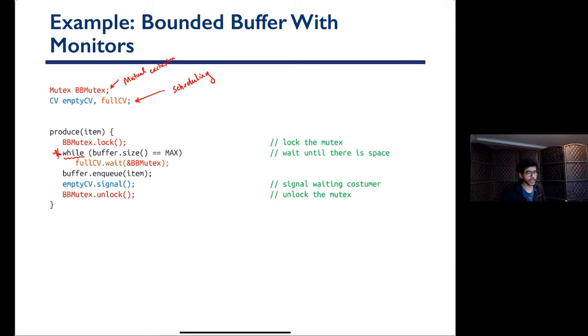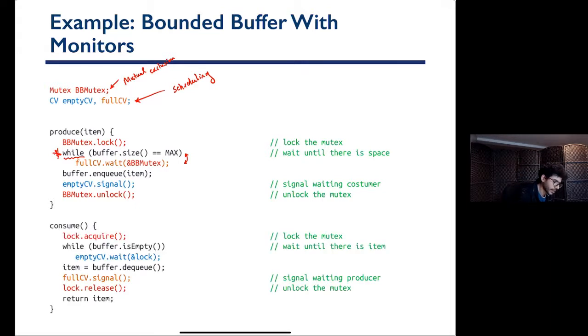In this case, the producer wants the buffer not to be full. If it is full, then in a while loop, we call wait. We wait for consumers, and if there is space, then we enqueue our item in the buffer, and we unlock the mutex. Here I have a mistake. This should be just BB mutex dot lock and BB mutex dot unlock.